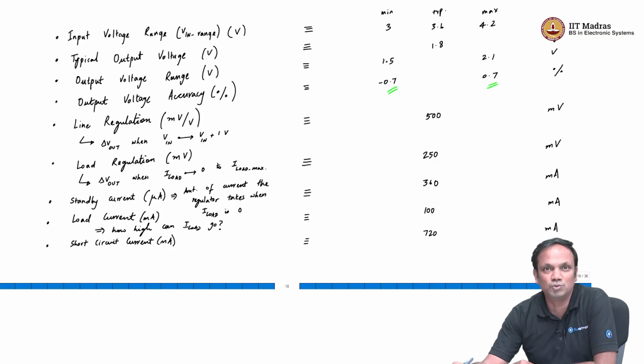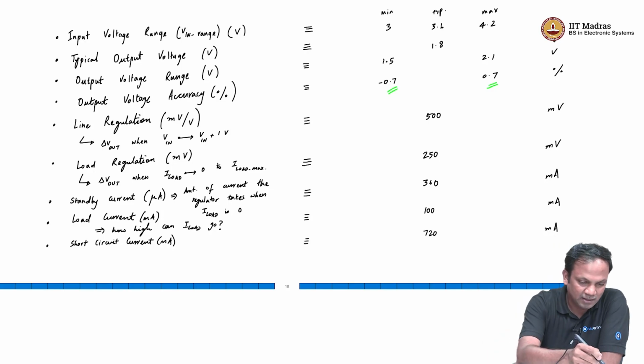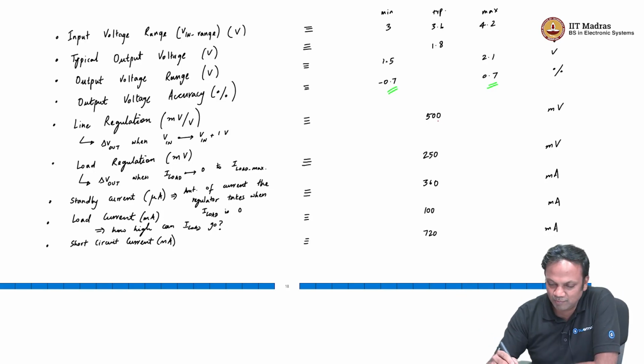Other than that, I would say everything else is a red flag, that all the other parameters are really not usable in the context of a linear regulator. Line regulation of 500 millivolt, very high. I mean, when your input supply changes by 1 volt, you do not expect your output supply to change by 500 millivolts. So, that is an obvious red flag. Load regulation of 250 millivolt, again very high. When your load current goes from 0 to its maximum, you do not expect to see such a large variation.